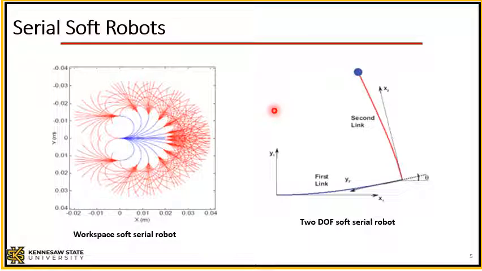Okay, the next chapter would be about kinematics. Kinematics is the science of studying the deformation or motion without considering the forces that result in those motions. So we will start with serial soft robots. As you can see here, I have one example of a soft robot, which is an L-shaped soft robot, and it has small deformation. We can also have soft robotic systems that undergo large deformation, as in this example. This one is a 2 degrees of freedom soft serial robot, and here we show its workspace when it bends over 180 degrees.